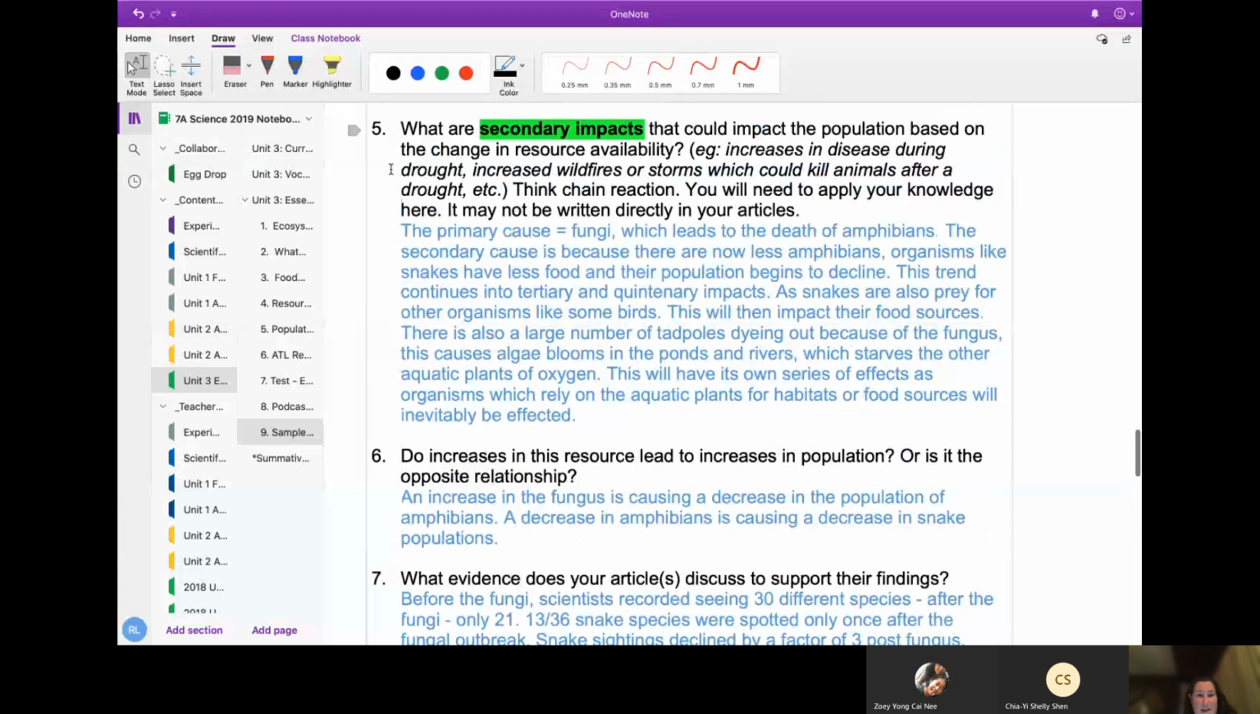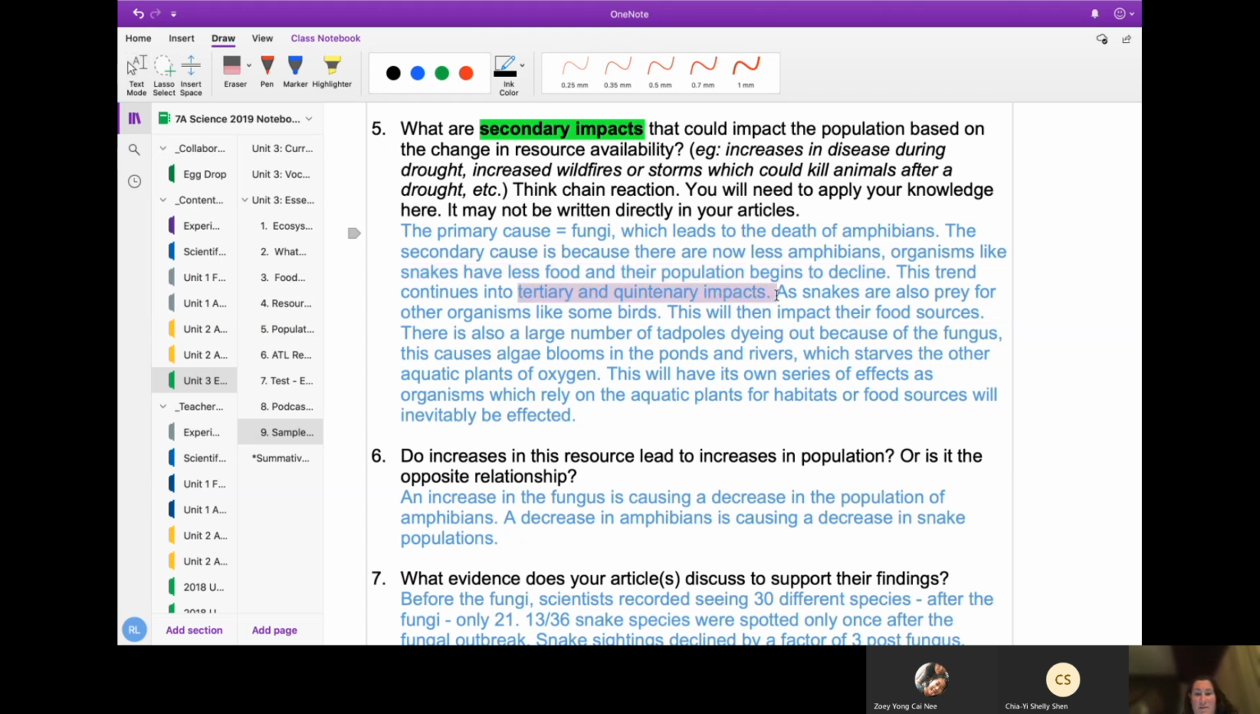Sorry, I'm scrolling down here. So in this case, the primary cause is the fungus. It leads to the death of the amphibians, so this is the effect. But then there's these secondary cause-effect relationships. Because there's no amphibians now, or less of them, things that eat them, like the snakes, have less food. So that's the second effect, or secondary effect.